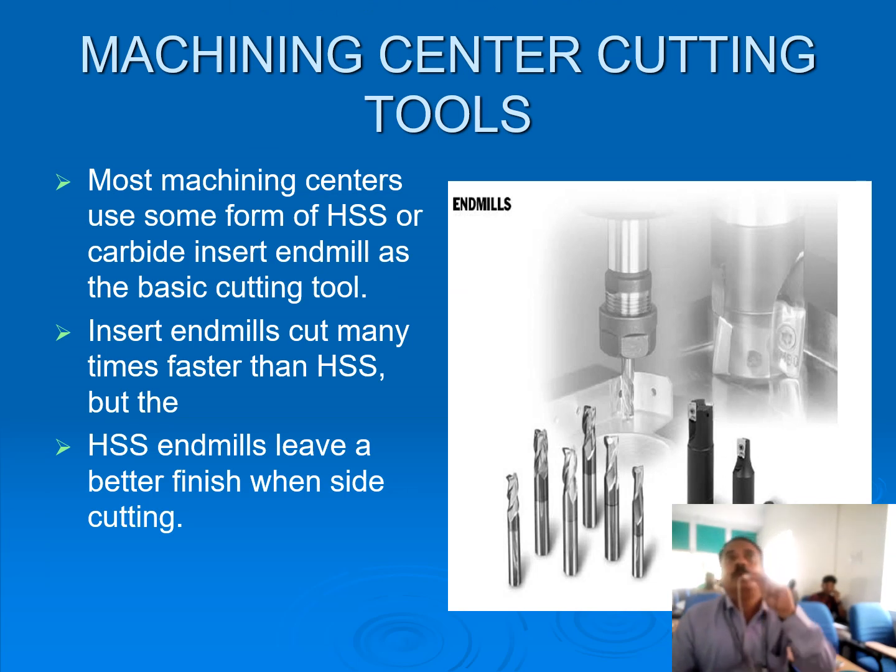Now coming to machining center cutting tools. Most machining centers use some form of HSS or carbide insert end mill as a basic cutting tool. Insert end mills cut many times faster than high-speed steel. High-speed steel end mills leave a better finish than side cutting. So these are some comparisons.